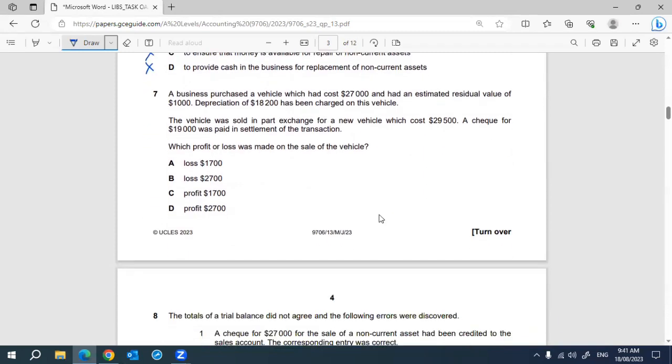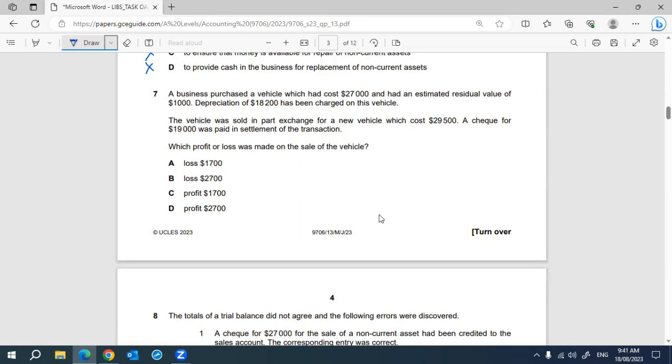A business purchased a vehicle which had cost 27,000 and had an estimated residual value of 1,000. A depreciation of 18,200 has been charged on this vehicle. The vehicle was sold in part exchange for a new vehicle which cost 29,500. A check for 19,000 was paid in settlement of the transaction.